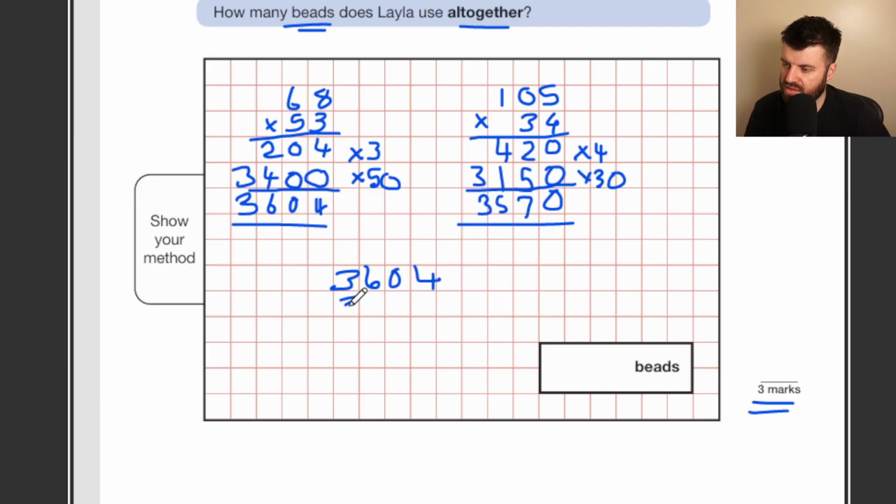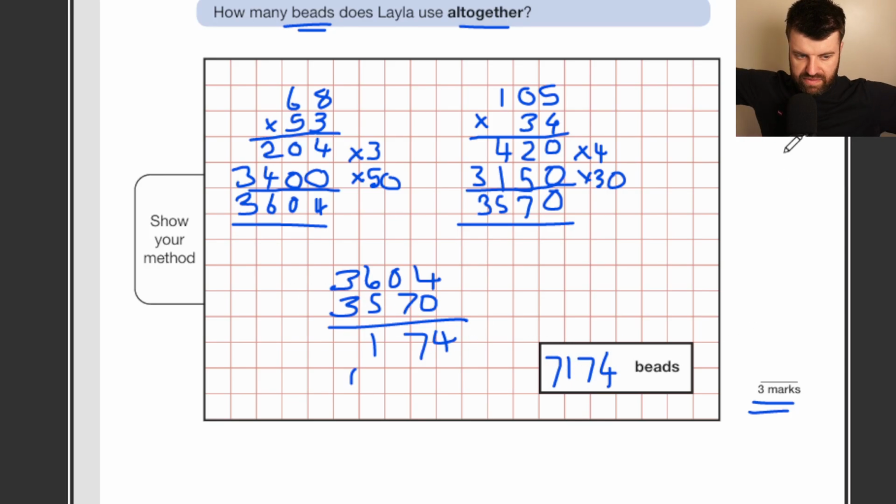3604 plus 3570. We end up with 4 in the ones column. Put that in. We end up with 7 in the tens column. Put it in. 11 in the hundreds column, sorry. Put a 1 in. 3 plus 3 plus 1 is 7. We have 7,174 beads. Simple as that, guys.